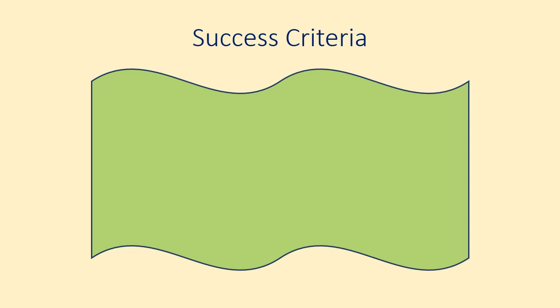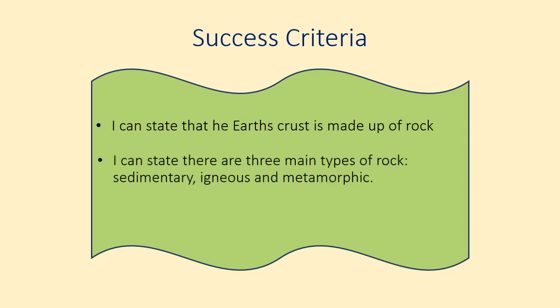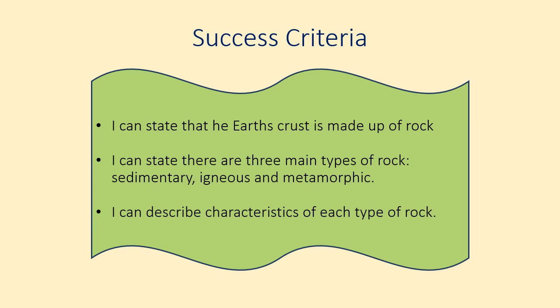And just to summarize, this is what you can hopefully be able to do now that you've watched this video and tried those questions. You can talk about the Earth's crust being made up of rock. You can name the three types of rock: sedimentary, igneous, and metamorphic. And you can describe the characteristics of each type of rock. So igneous rocks contain crystals, sedimentary rocks contain grains, and metamorphic rocks are usually hard.